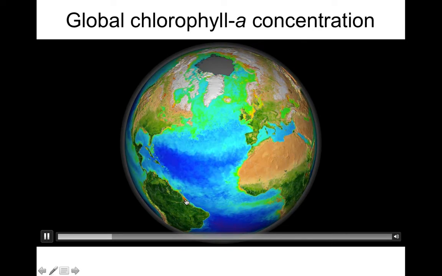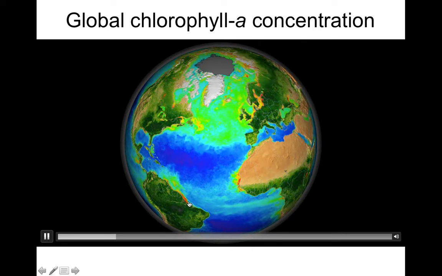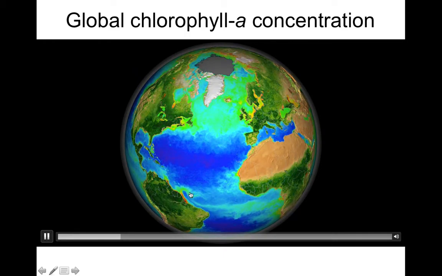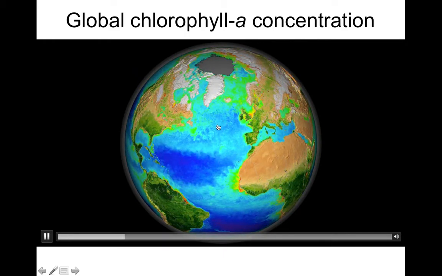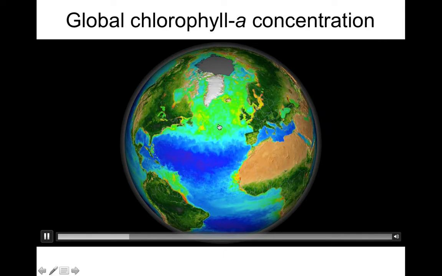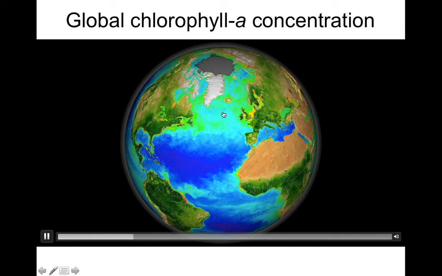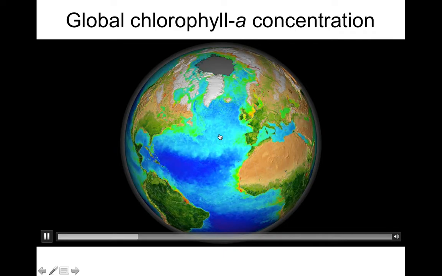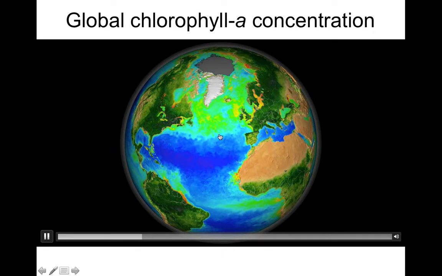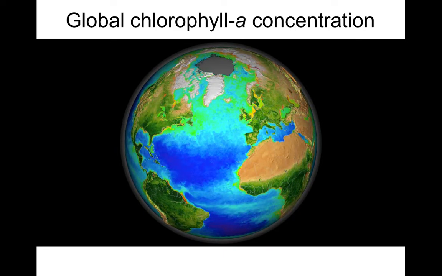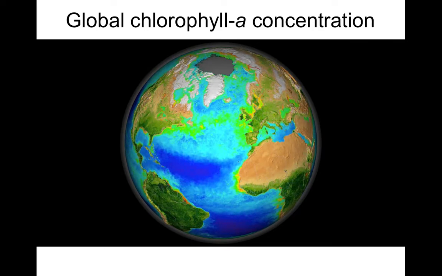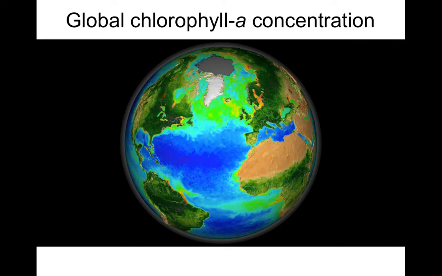So you can see here, for example, the influence of the Amazon. You can see the Amazon plume coming out into the Atlantic Ocean, and you can also see the shifting of the plankton distributions as you cycle through the seasons. So in the same way you're getting seasons on land, you can get seasons in the ocean, and this can all be observed from space.